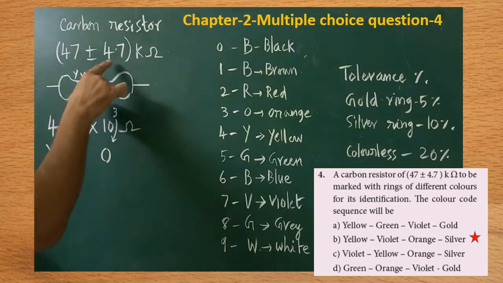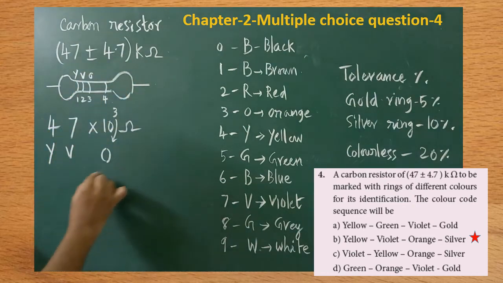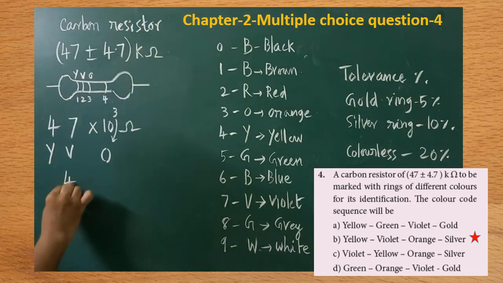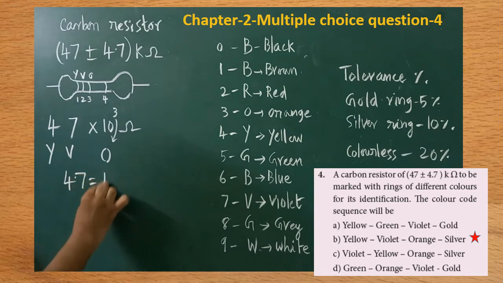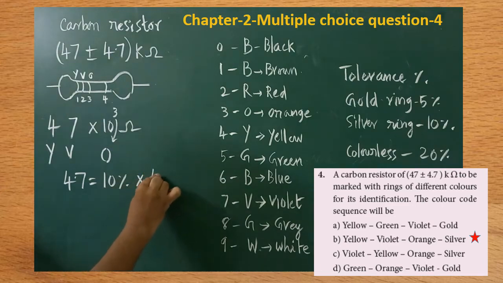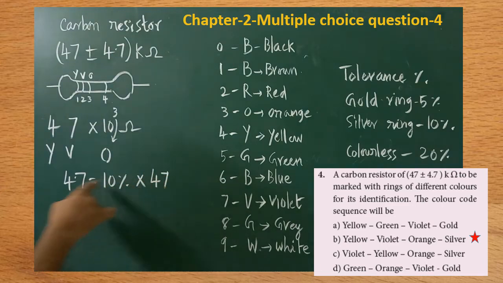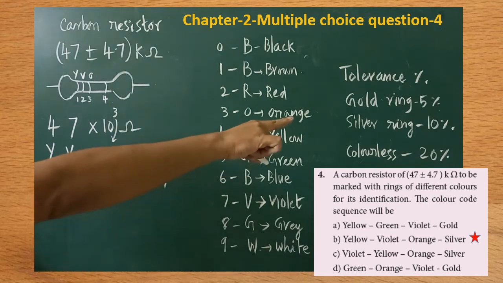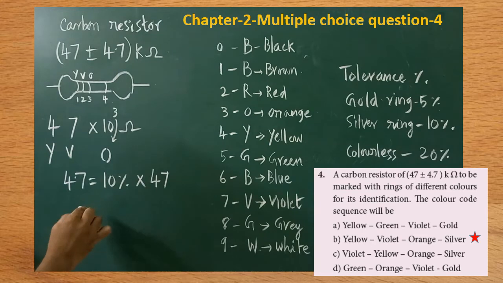Now, a very important one: here 4.7 is there. That 4.7 is nothing but 10 percent of which number? That 47. Are you clear? 10 percent of 47 is how much? 4.7. So which percentage is written here? 10 percent is written. So what should be the tolerance percentage? 10 percent. Against 10 percent, which ring is there? Silver color ring is there.